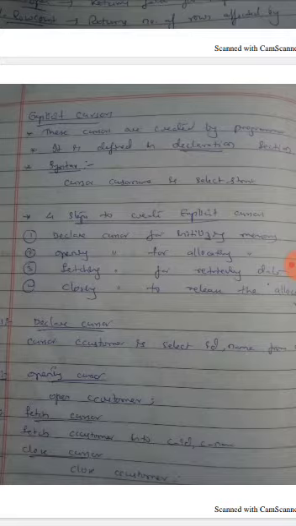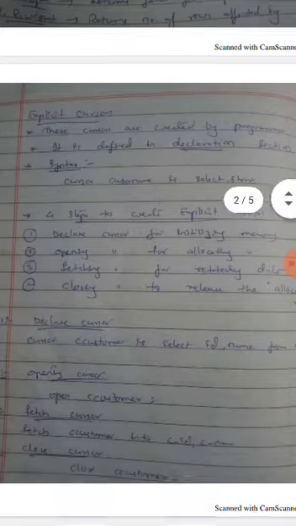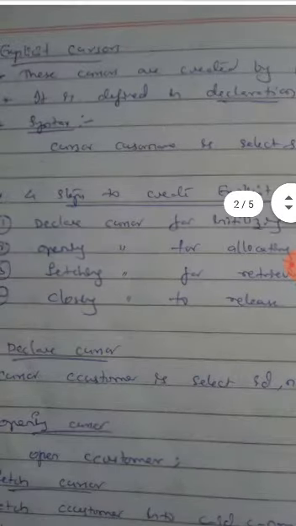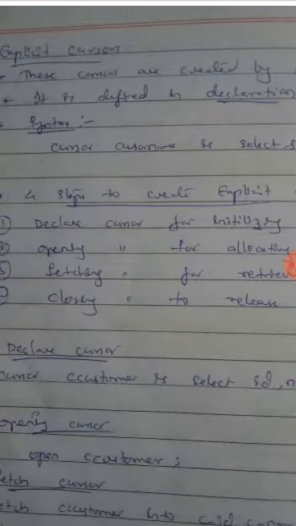If we want to do explicit cursors, we have to follow 4 steps. First, we have to declare the cursor. Next, we have to open the cursor. Next, we have to fetch the cursor. Next, we have to close the cursor. First, declare the cursor. Second, open the cursor. Third, fetch the cursor. Fourth, close the cursor. So these are the 4 steps for explicit cursors.